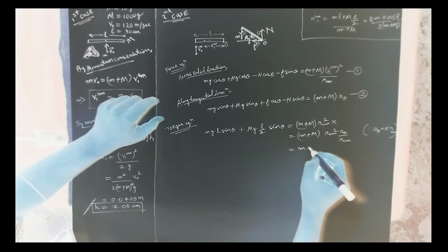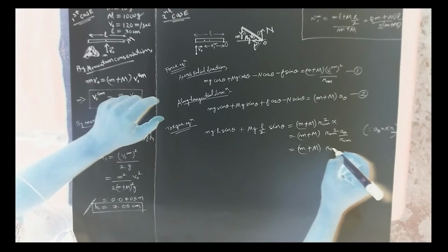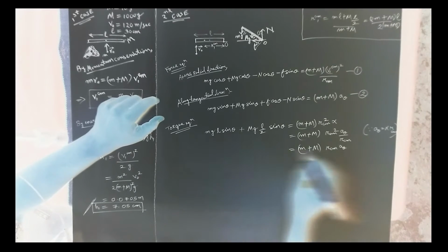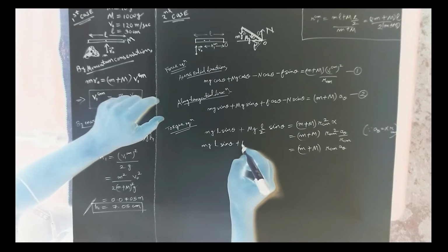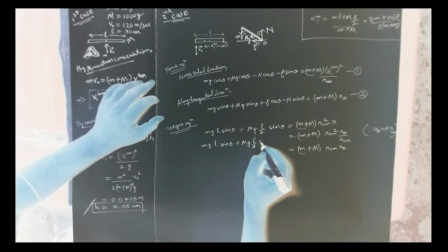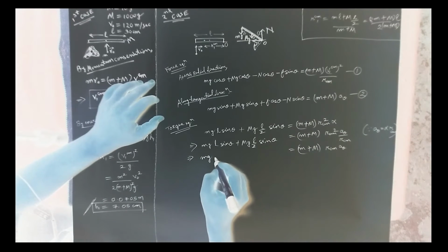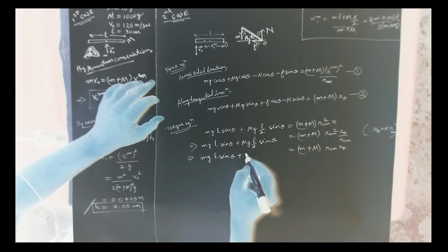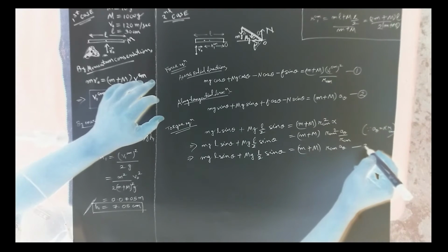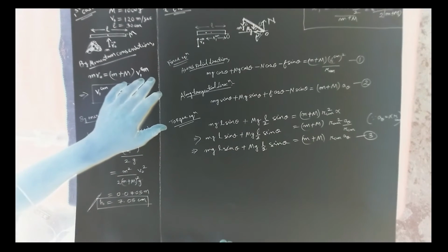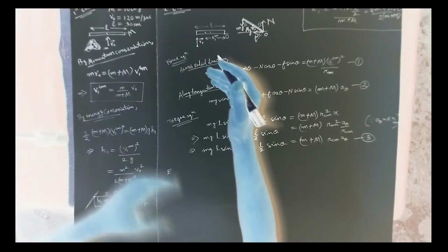So we can write (m plus m) RCM a theta equals mgL sin theta plus mgL by 2 sin theta. This is my equation 3. And one more equation we can write is the energy equation, energy conservation after the collision of the bullet.